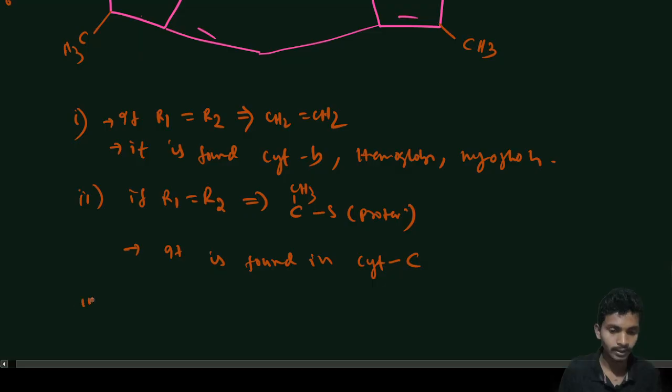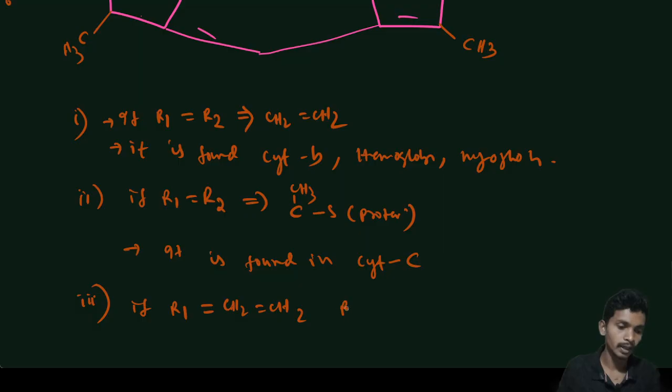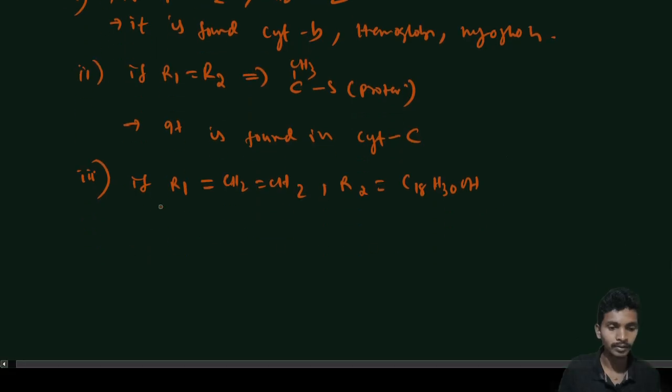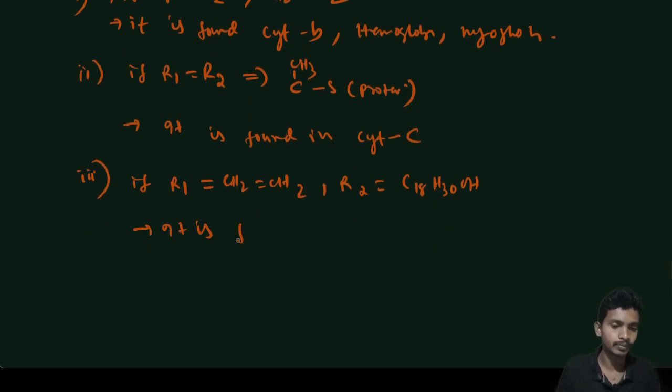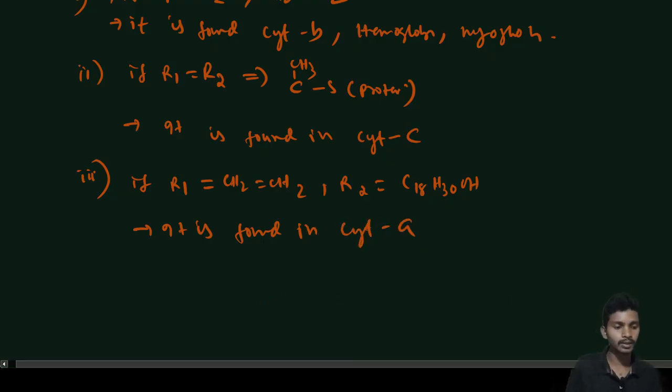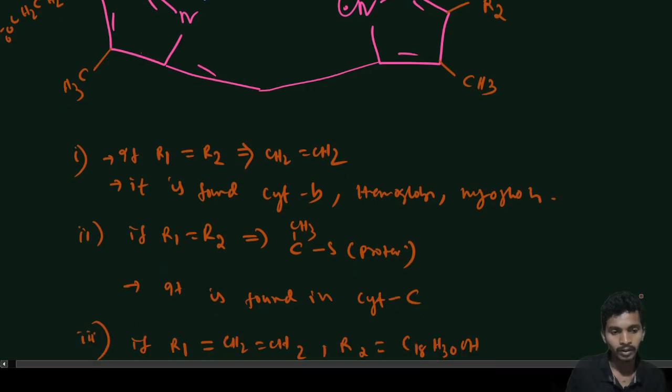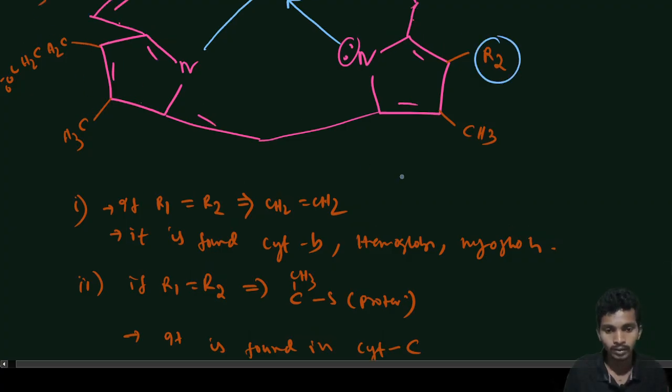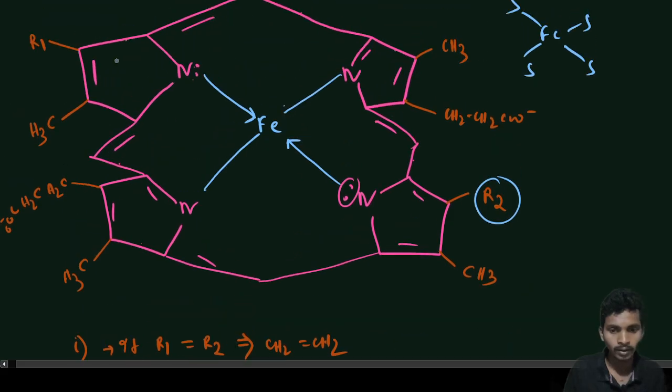And in the third case, if R1 is equal to CH2 CH2 and R2 is equal to C18H30OH, then it is found in cytochrome A. Okay, so these three things you have to remember. Here I put this R1 and R2. According to this R1 and R2, the value will change.